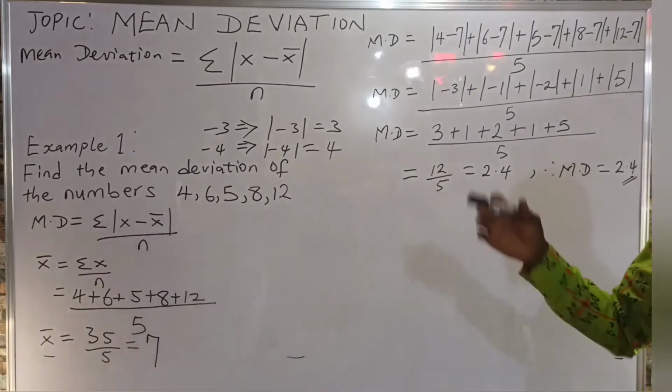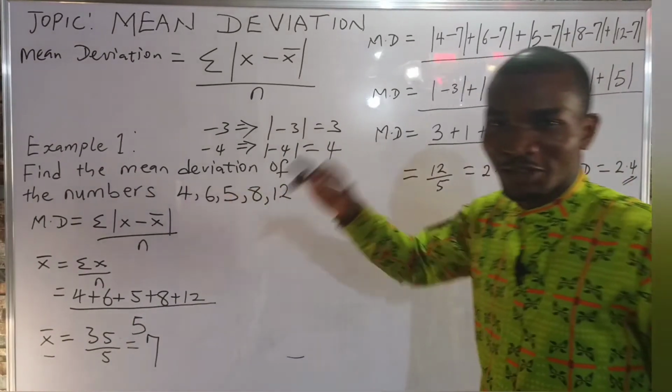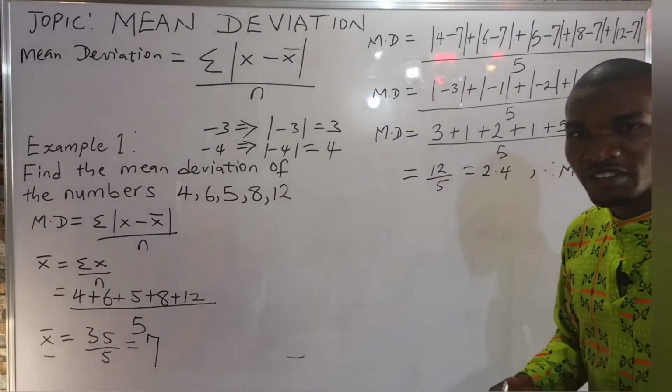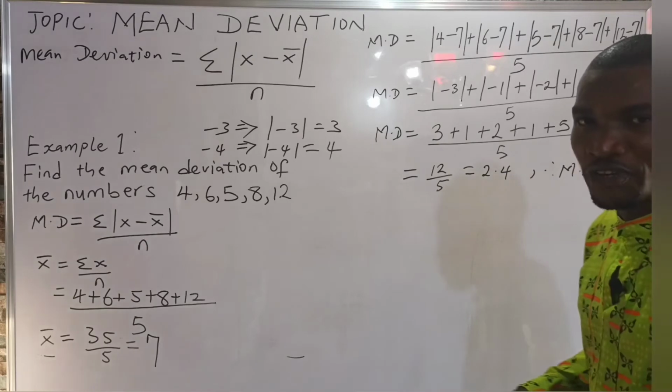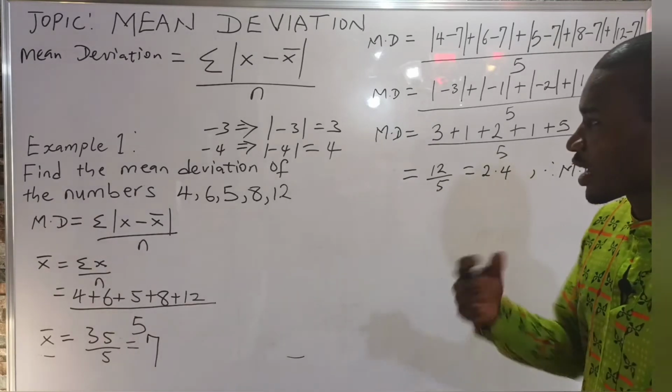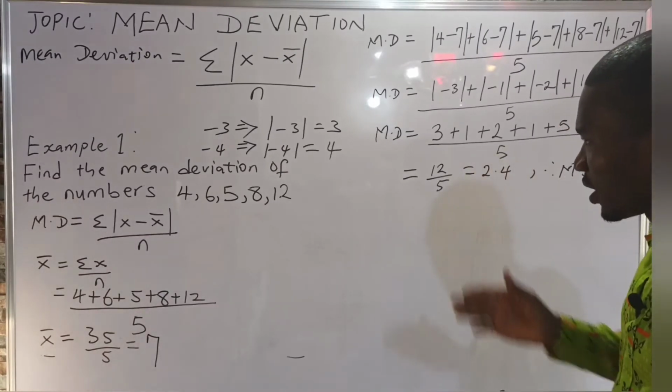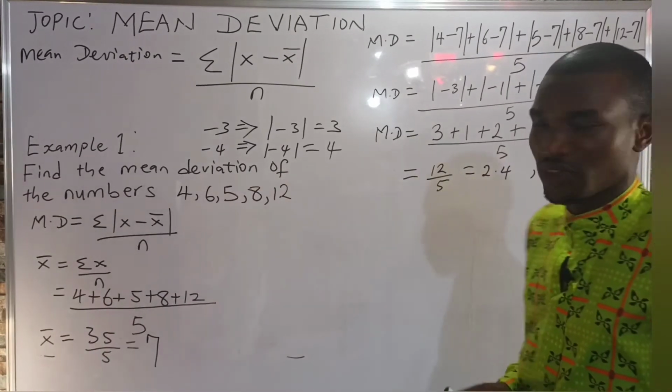Alright, having found the mean deviation of this set of data as 2.4 using the row method, I also want to calculate the mean deviation of this same set of data using the table method. Remember, for the sake of your exams, whichever method you find convenient, just use it and calculate your mean deviation.